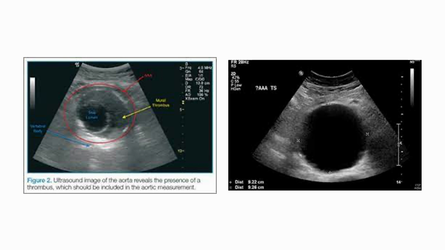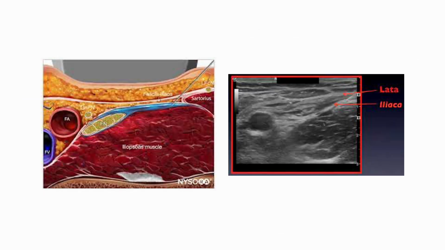That is the ultrasound image of abdominal aorta, which shows an aneurysm over there. This is an ultrasound image of your fascia iliaca block anatomy.